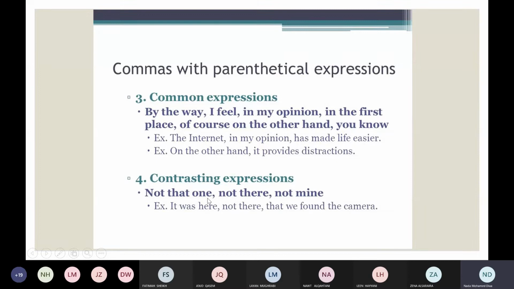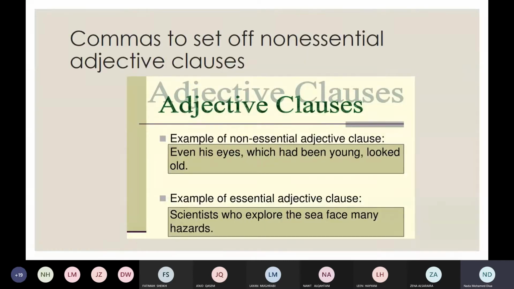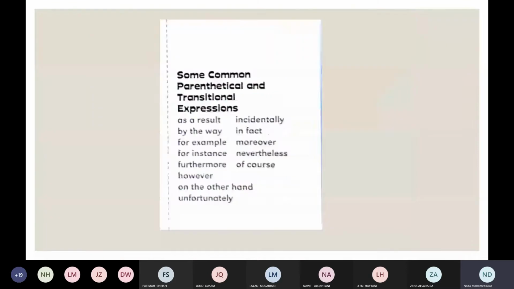It was here, not there. It was here that we found the camera. Not there is a contrasting expression. No need to use it. It is okay, we just use it to make it clear. No added information.